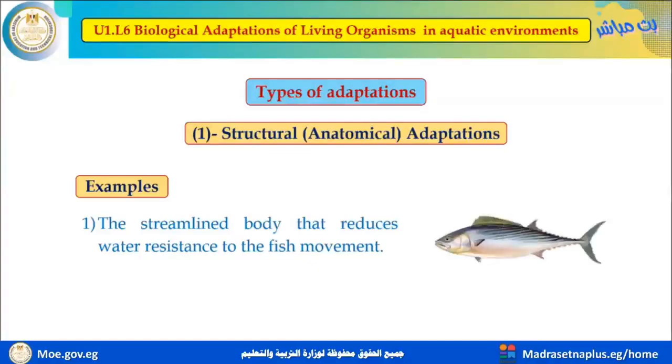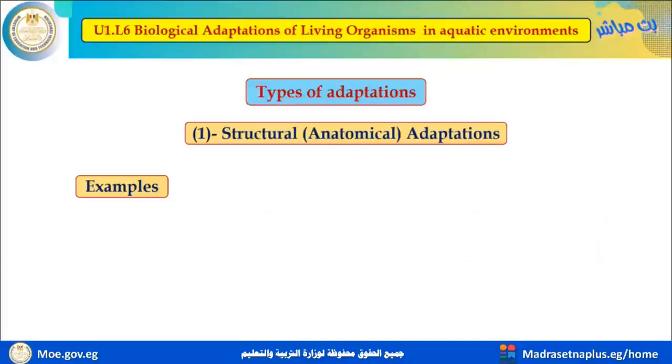Look at this picture. This is a fish, okay? It has a streamlined shape that helps the fish move easily inside the water, and also decreases the resistance of the water to the fish's movement. So this is an example of what? Yes, of structural adaptation. Okay, let's go for another example.